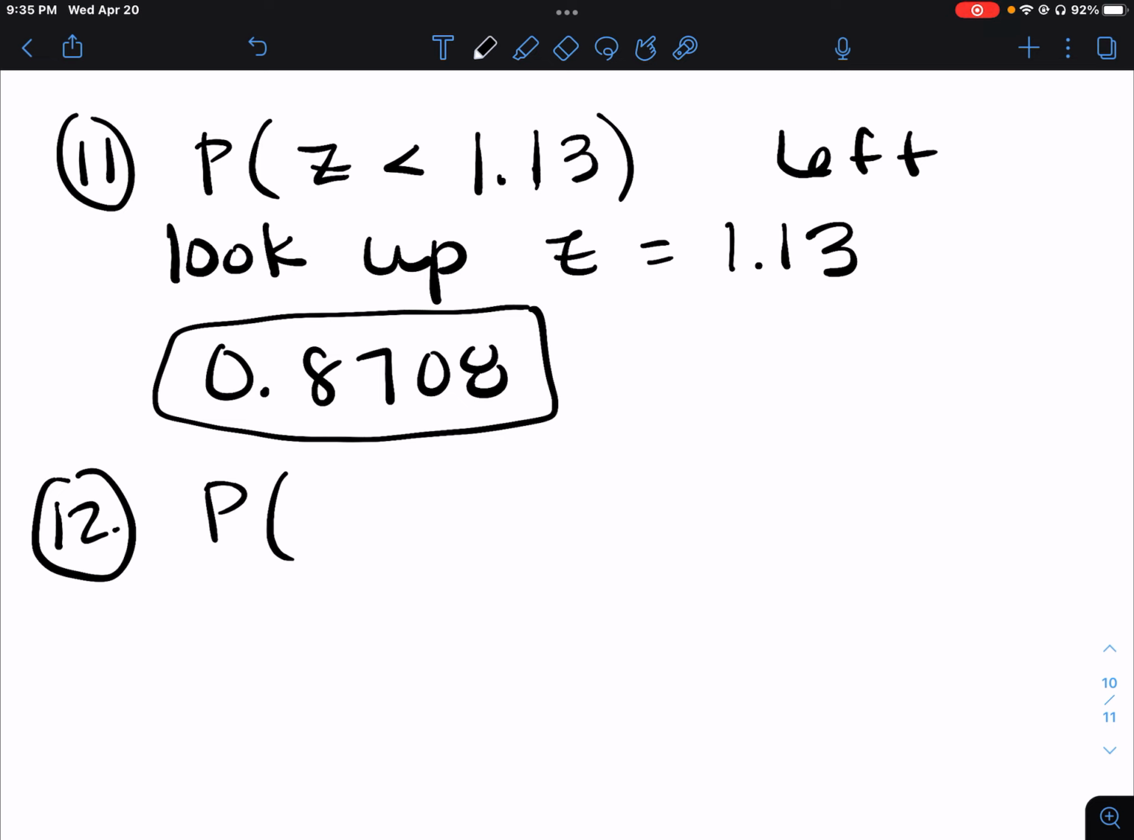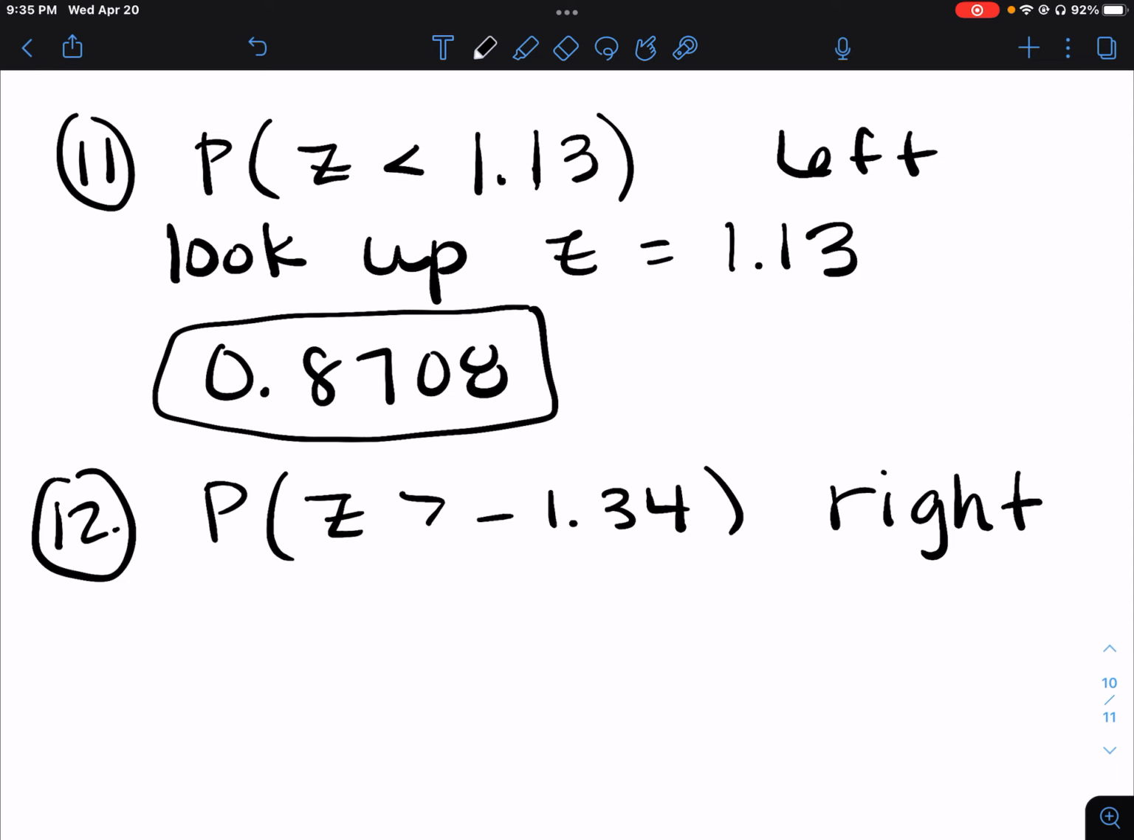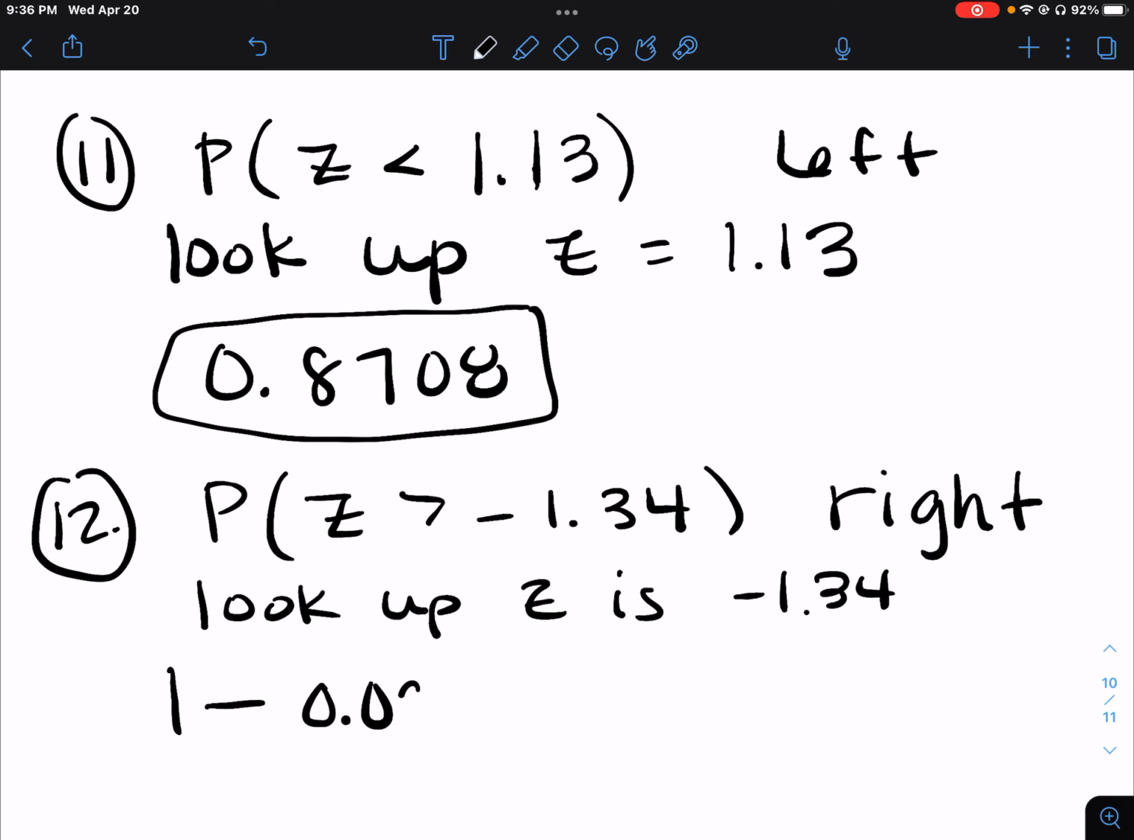Okay, what about the probability that Z is greater than? That's the right. Remember, the left and the right make up one whole. So you look up Z is negative 1.34 and do 1 minus that. So when you look up negative 1.34, you get 0.901. 1 minus that is 0.9099.